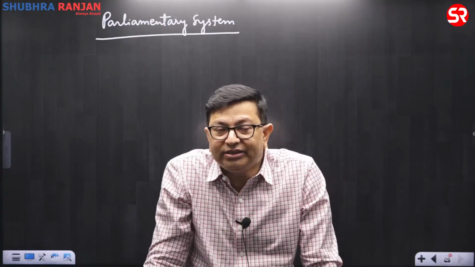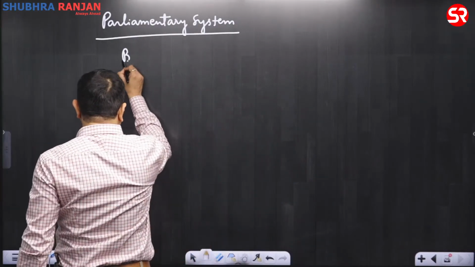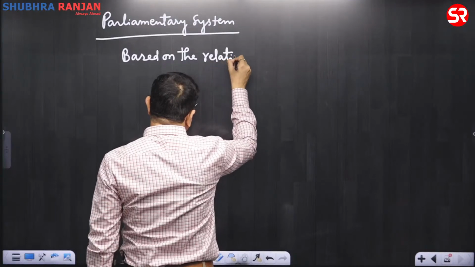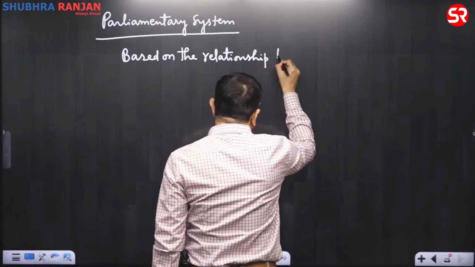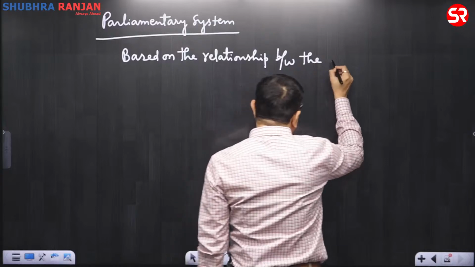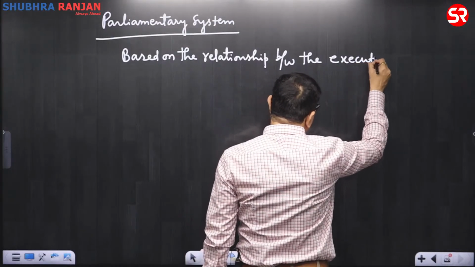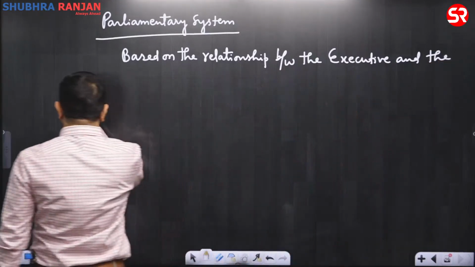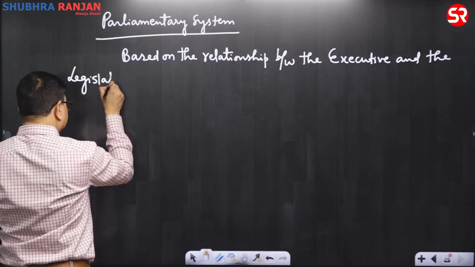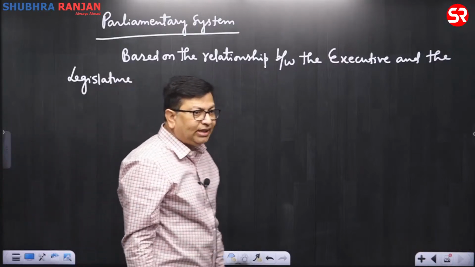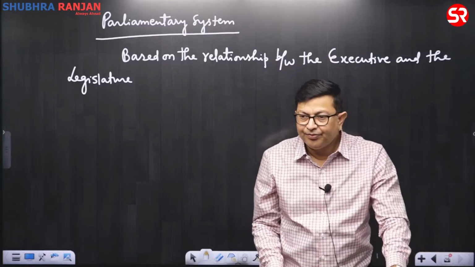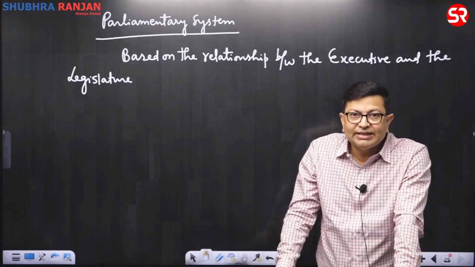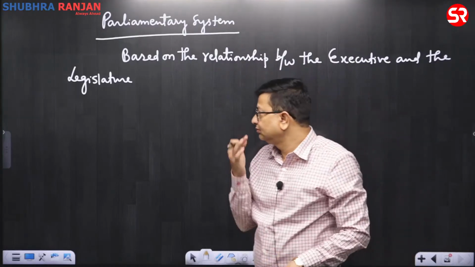So, one sentence you can write to start with: based on the relationship between the executive and the legislature, political systems have been classified as parliamentary and presidential.